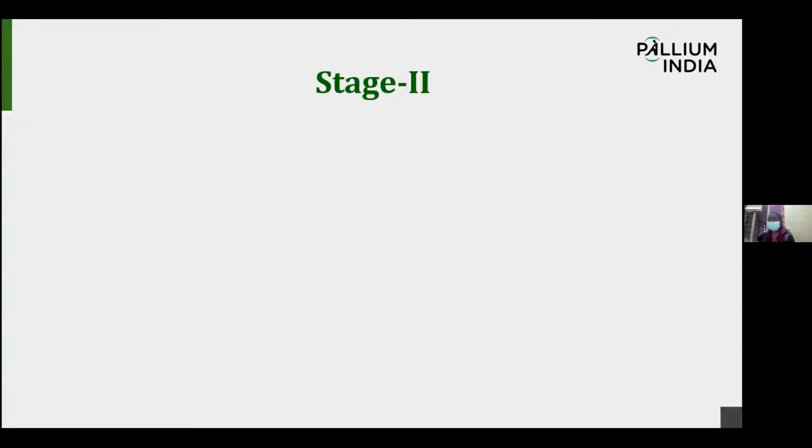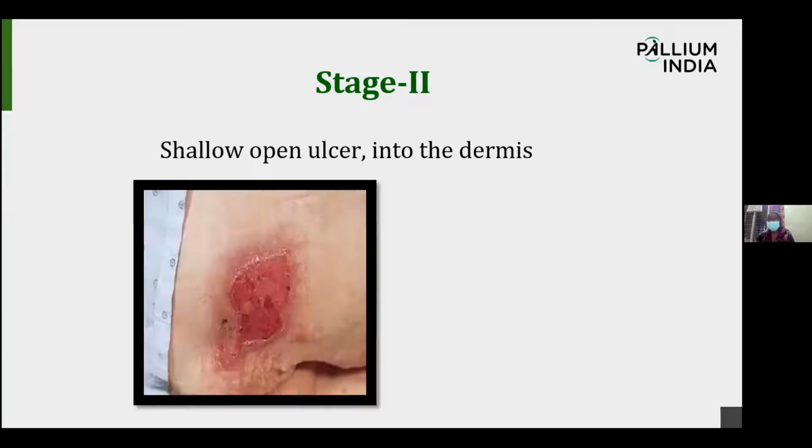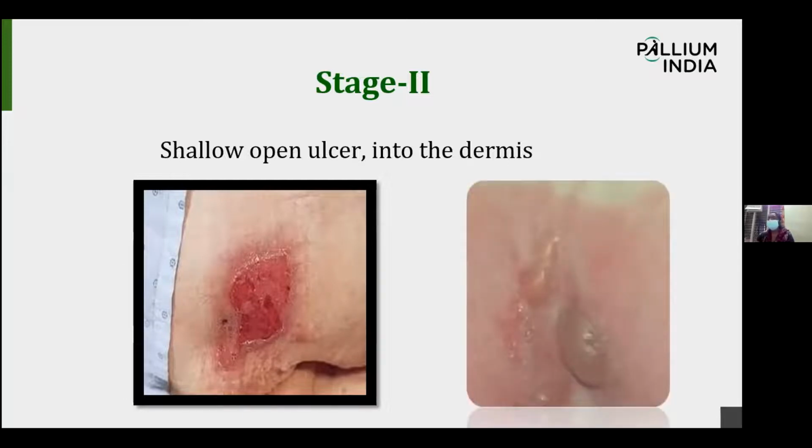So come to the second stage. If you have not given special attention to the pressure at stage 1, there is a chance of damage to the dermis layer. So here is a shallow open ulcer into the dermis, or blister formation. If there is a blister formation, definitely the skin will break down. This is the second stage of pressure ulcer.